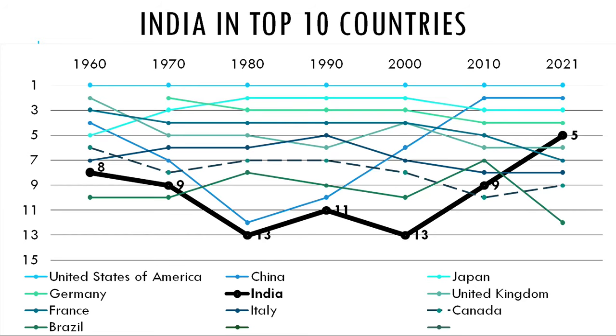If you see the light blue line, that is Japan. Japan is also going further. Japan goes from 5th rank in the 1960s to 3rd rank, and it becomes 2nd rank in 1980. Again it is 2nd rank in 1990, and in 2000, second rank. So India had to compete with that. So in 1970, it came down to 9th.